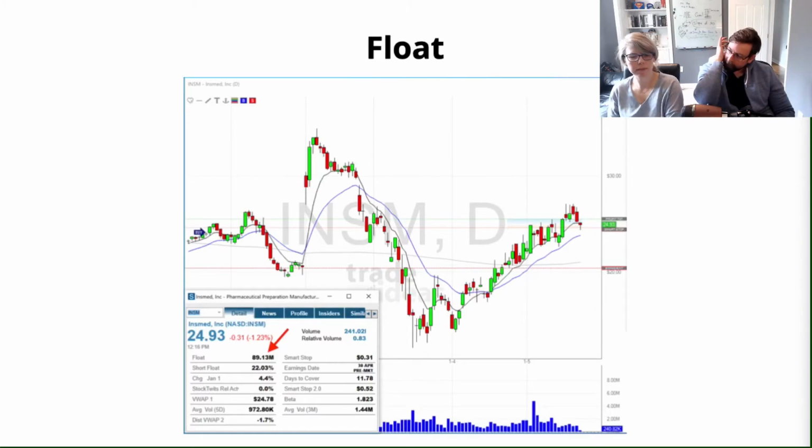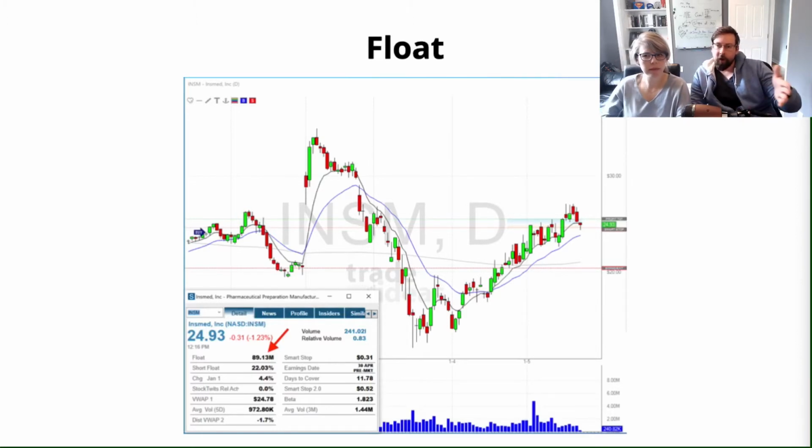Okay. That makes sense. So you're not going to look at something and say, oh, it has a low float, therefore I'm going to buy it, right? You would say, oh, it has a low float, so that means that it's going to move dramatically.